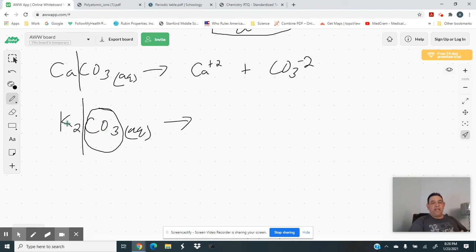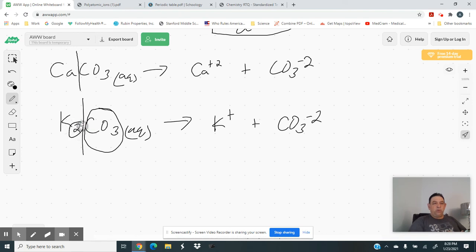So the first element is a metal. Separate the metal from the rest of the substance. Okay. And so now we're going to have potassium and carbonate. We know that carbonate, like we saw earlier, is CO3 with a -2 charge on it. Potassium is an element in column 1, so we give it a K plus 1.